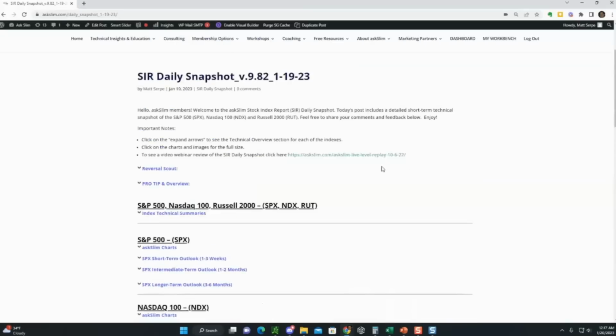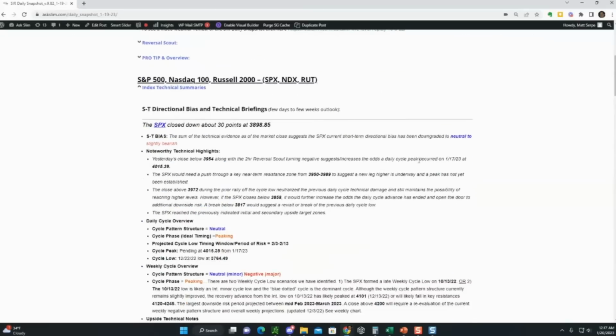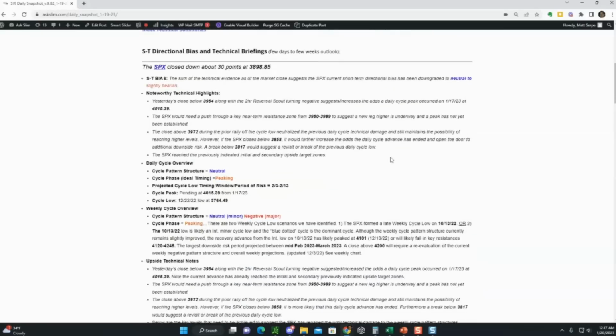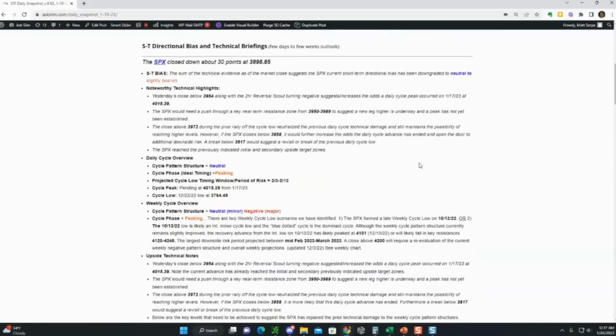All right, so let's zoom in here and take a look at some noteworthy technical highlights that we posted in the daily snapshot for the S&P 500. So yesterday's close below this 39.54 level, along with the reversal scout turning negative, has suggested that the odds have increased for a daily cycle peak occurring.